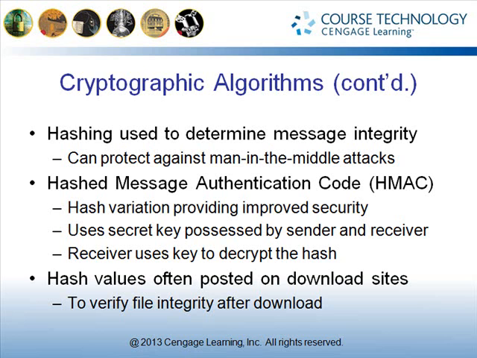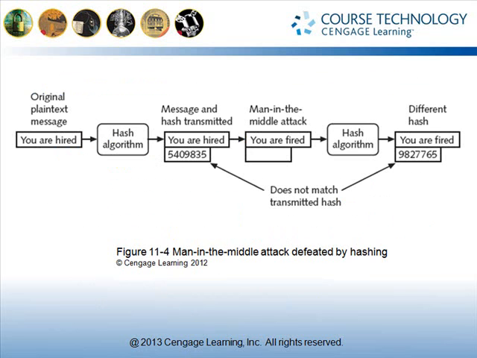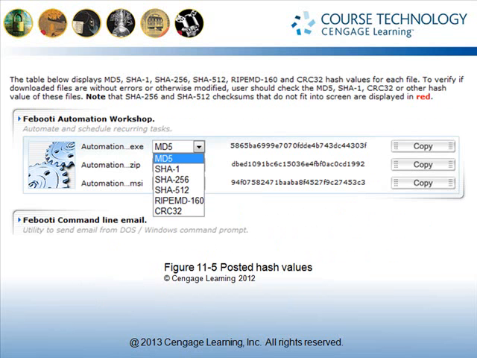Hash values are often posted on download sites to verify the integrity of files that are downloaded. A user then can perform a hash on a file after it's been downloaded, compare that value with the original posted value, and again, if they match, we know that the integrity of the file has been preserved. Here is how the man-in-the-middle attack can be defeated by hashing. And here's an example of posted hash values.